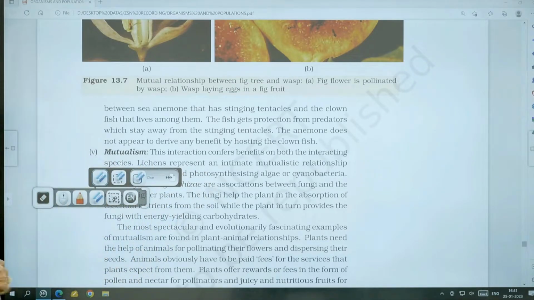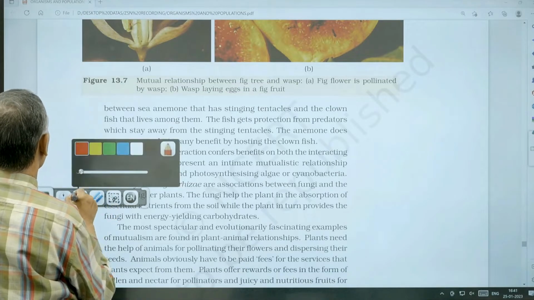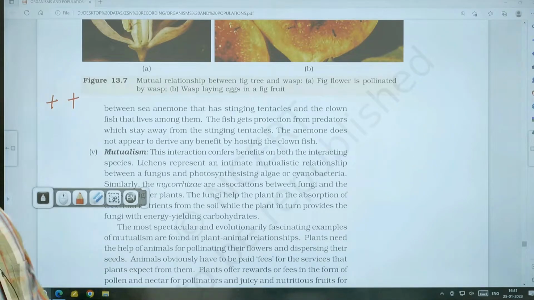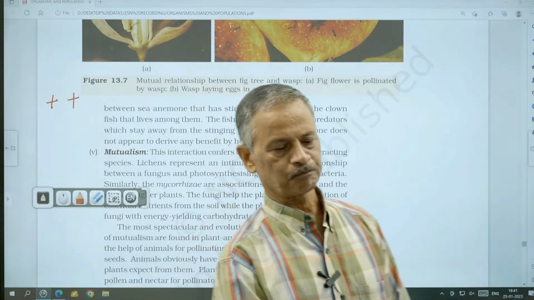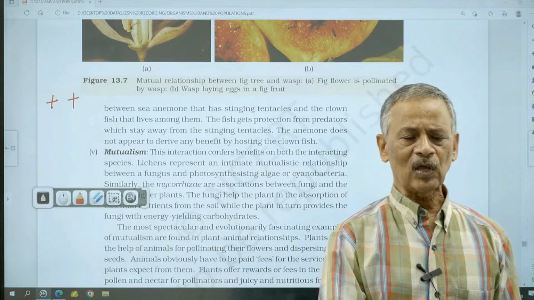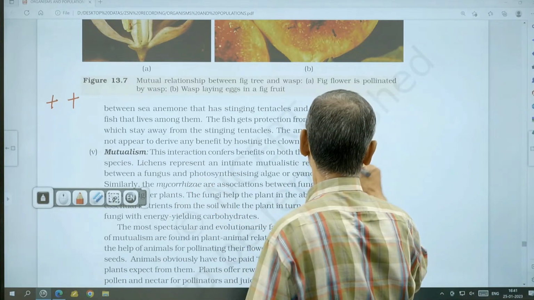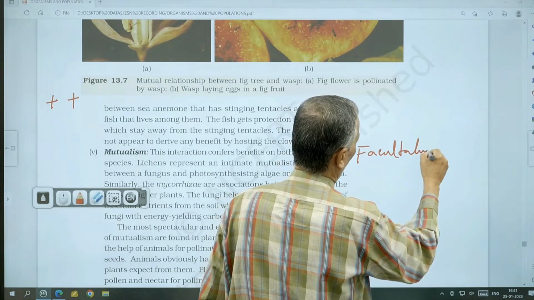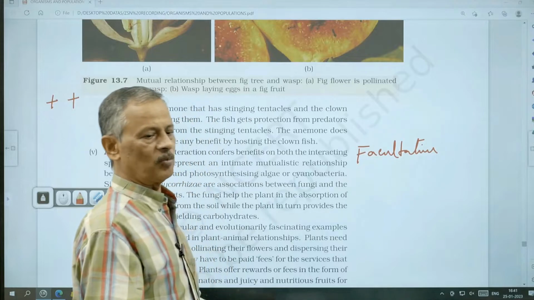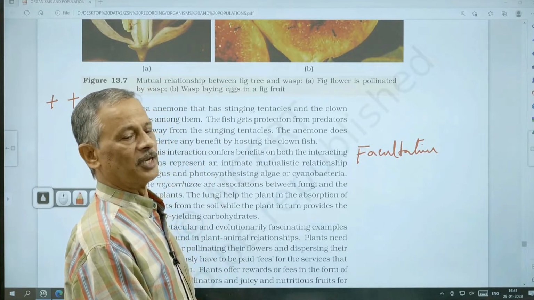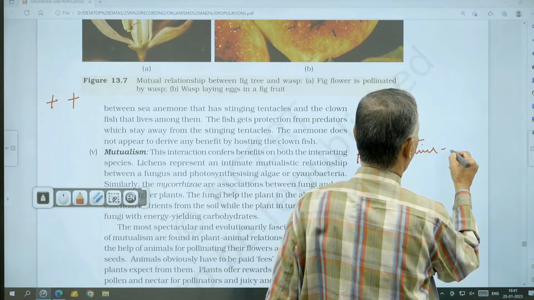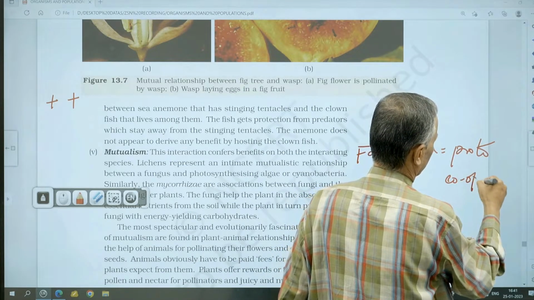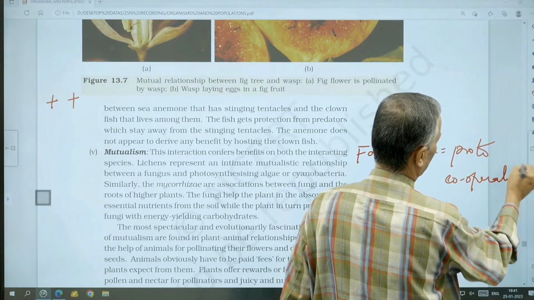mutualism. In mutualism, both partners are benefited. Okay, both are benefited. There are two types of mutualism. Facultative mutualism. That is, only when they are coming in association, both will be benefited, but each of them can live independently also. This is also called proto-cooperation.